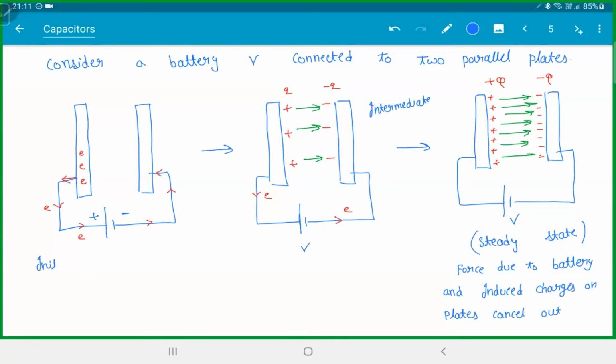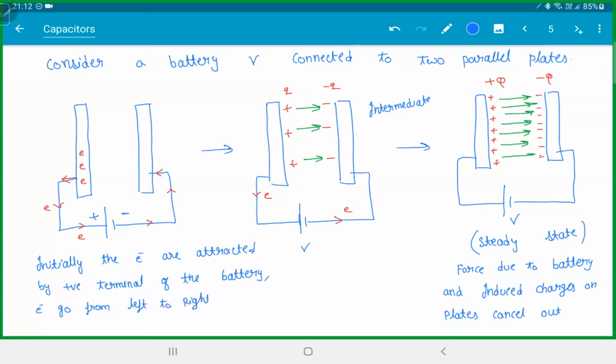So initially, the electrons are attracted by the positive terminal of the battery and electrons go from left to right side. In steady state, the induced charges, right? There will be so much, and the induced charges oppose the electron flow.